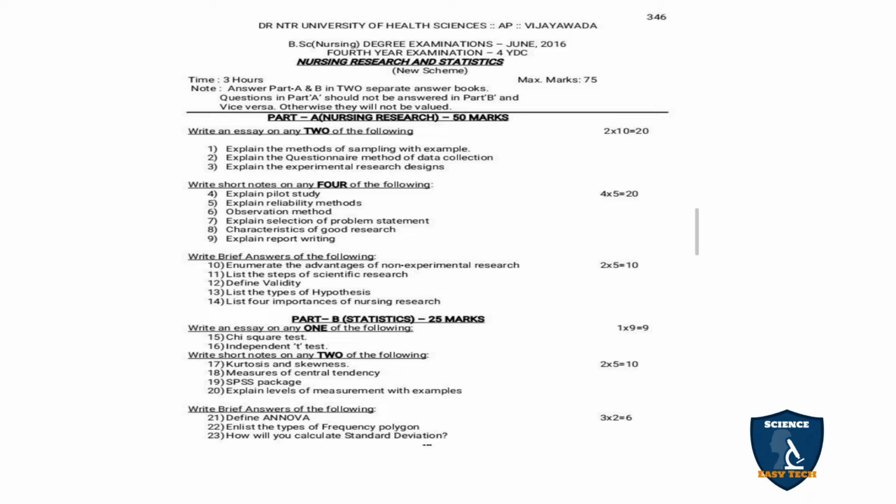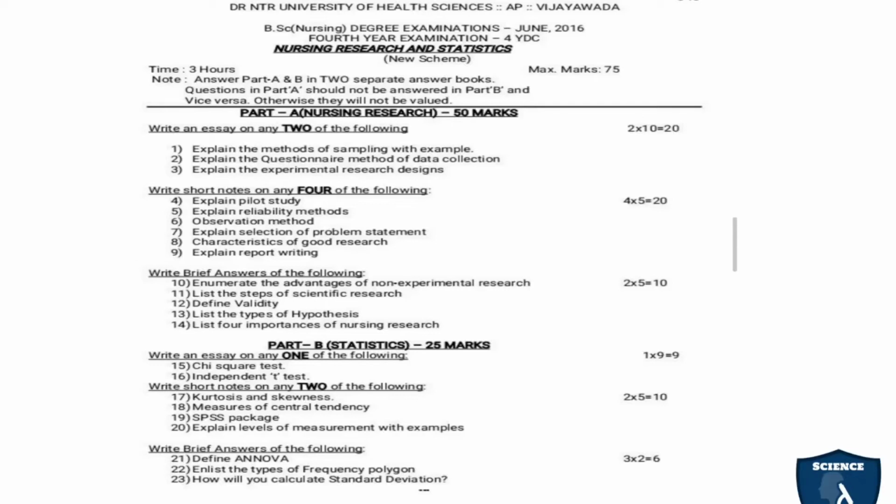So the question paper code is 346. The general instructions first I will tell. This is for the fourth year BSc Nursing program. But in future the Nursing Research and Statistics subject will be in third year as per new INC regulations. So the Nursing Research and Statistics June 2016 question paper we are going to discuss.